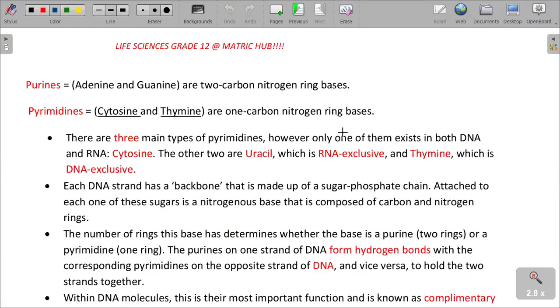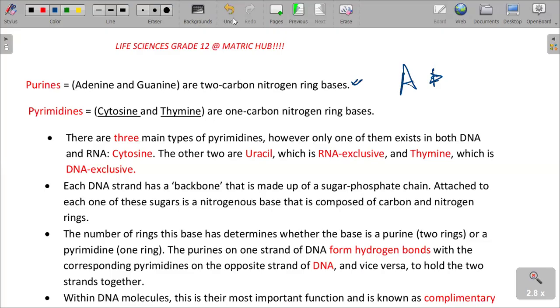Like I've said, the purine bases are those ones. The purine bases we have got are adenine and guanine. They have two carbon nitrogen rings. This one, the purine bases, is A and G. They are purine bases. So what are the pyrimidine bases? They are cytosine and thymine, which have one carbon nitrogen ring.